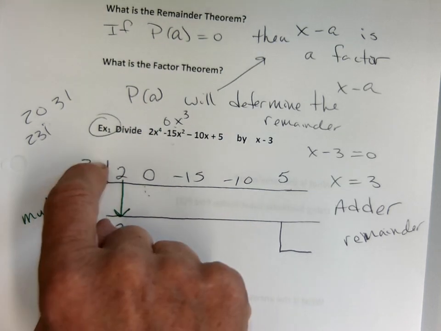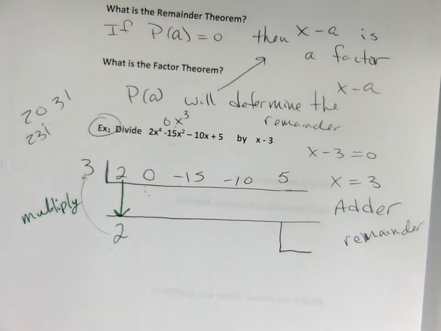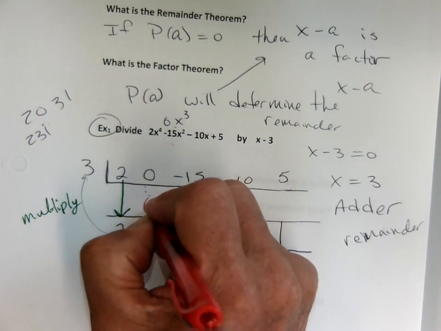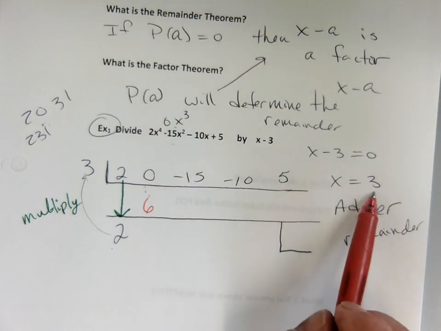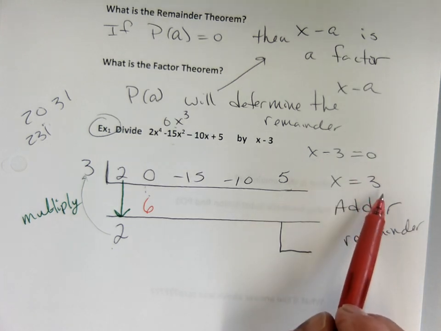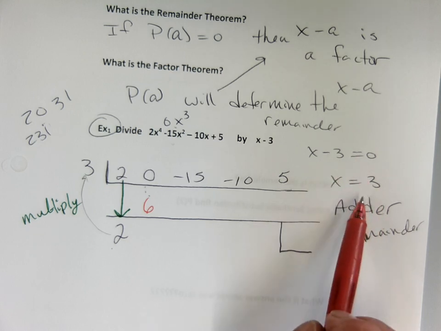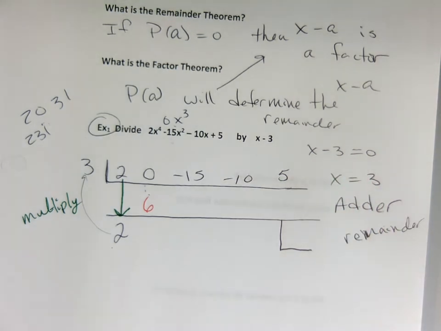So 2 times 3 is 6. So I'm going to put my 6 right here. And I add. The reason I'm adding is because I already changed the sign. So in a sense, I am subtracting. Does that make sense? I really am subtracting, but since I changed the sign, I'm adding a negative, so I just add, and I get 6.